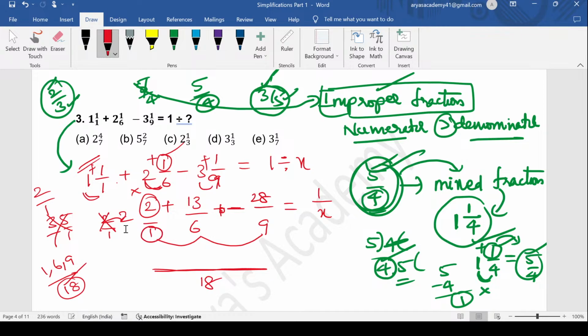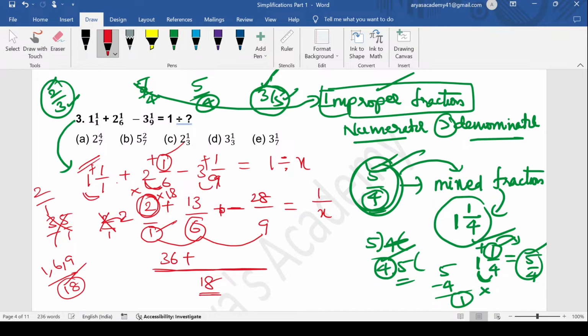Here there is only 1. So you have to check, 1 will go how many times in 18? 1 will go 18 times only. 1 18s are 18. So you have to multiply the numerator with that many number of times. So 18 2s are 36 plus 10.